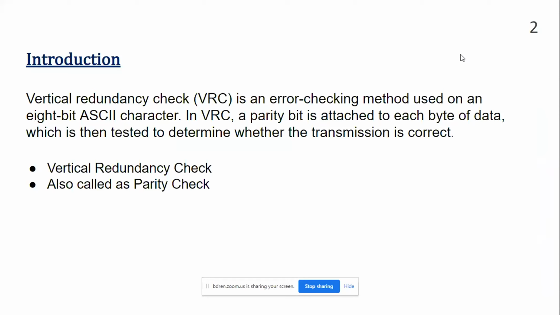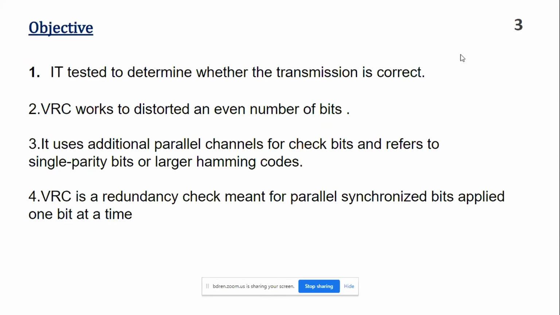Even parity means the total number of ones in the data is to be even, and odd parity means the total number of ones in the data is to be odd. Okay, here you can see the objective of the VRC. The VRC is tested to determine whether the transmission is correct, and it works to detect distortion of an even number of bits. It uses an additional parallel channel for check bits and refers to a single parity bit or larger Hamming codes. And VRC is a redundancy check meant for parallel synchronized bits applied one bit at a time.